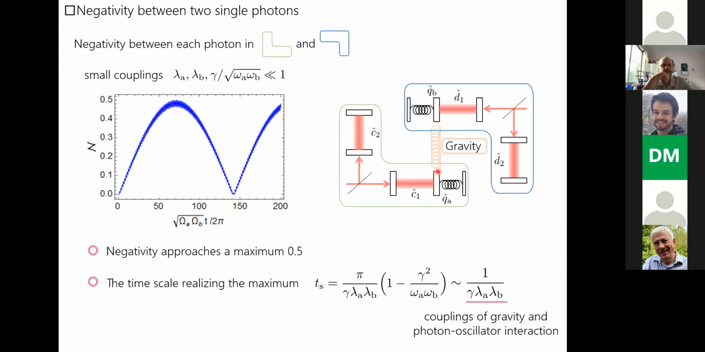Yes, I think that it is easy to find the negativity by electromagnetism in the experiment. The gravitational interaction, however, is so weak. So that, yes. Sorry.